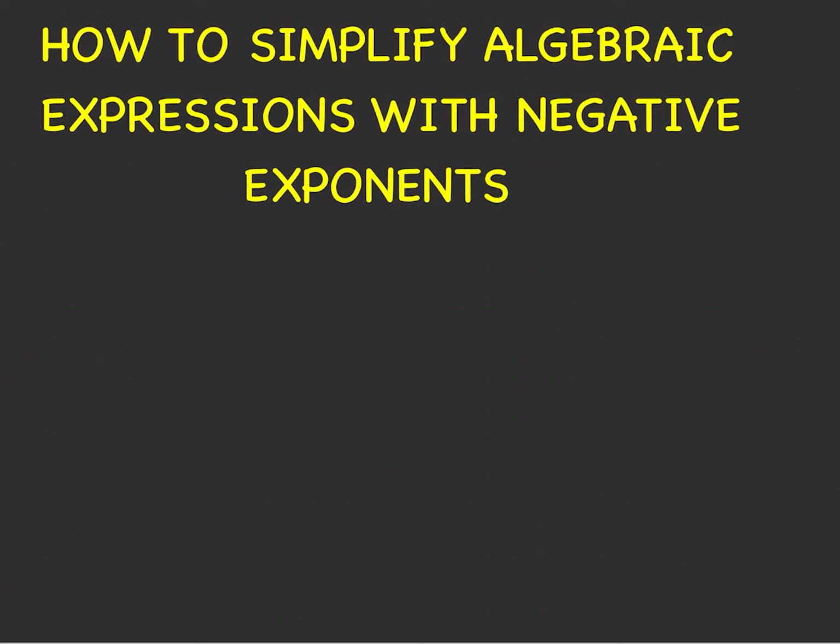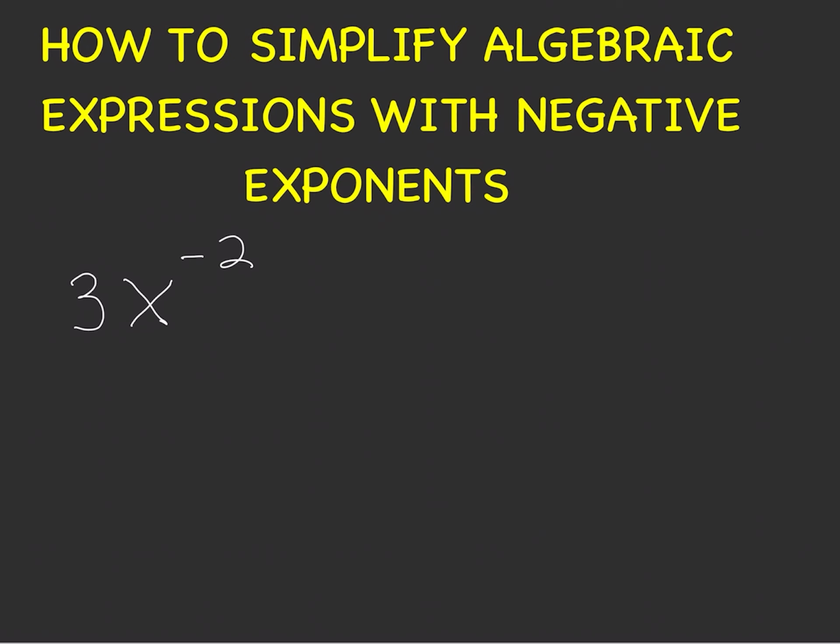So in this video, I'm going to go over how to simplify algebraic expressions that have negative exponents in them. So let's just go ahead and take a look at some examples and then see how we might simplify those. So let's say you're given something such as 3x to the negative 2. And the teacher will ask you to simplify that expression.